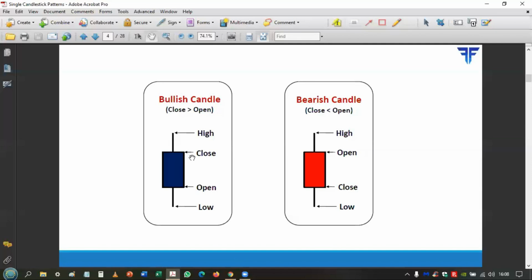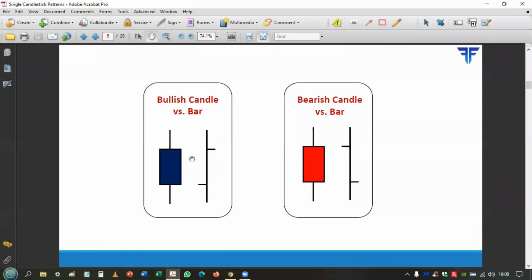Each candlestick represents the information for that specific period, be it a day, a week, an hour, a quarter, and so on. Now this is how a candlestick looks when compared to a bar chart. Both candlestick chart and bar chart provide the same piece of information, that is the open, the high, the low, and the close for each period. The only difference that separates a candle chart from a bar chart is how the data is presented.